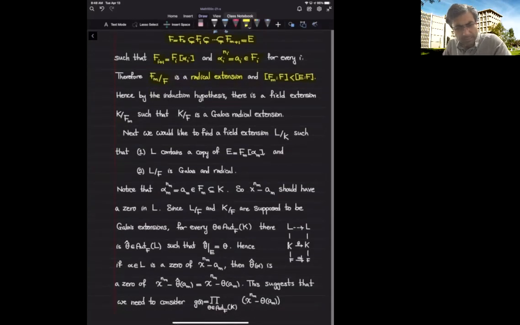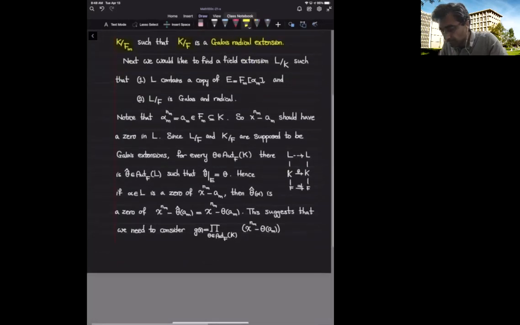And what does that tell me? It says that I can find some field extension of F sub m that is both Galois and radical over the base field capital F. So K over F is both Galois and radical, and K contains F sub m. That is what the strong induction hypothesis tells me.